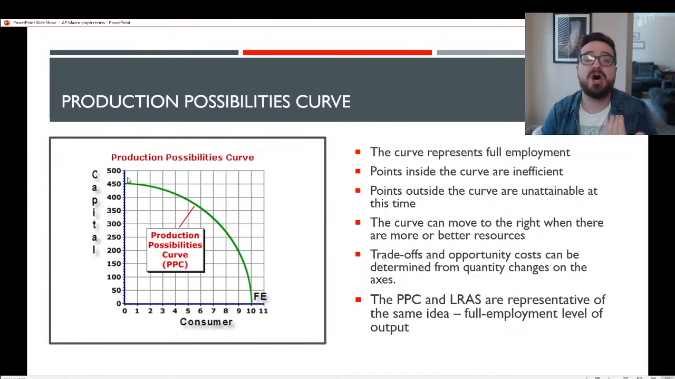So if I'm not on the line, then something's going on in my economy. If I'm below the line, with a dot below the line, there'd be a recession going on. If I'm at a dot above the line, I'm overdoing it. I'm producing too much. I am probably in an inflationary gap of some kind. So there's your nice and brief overview of the production possibilities curve.